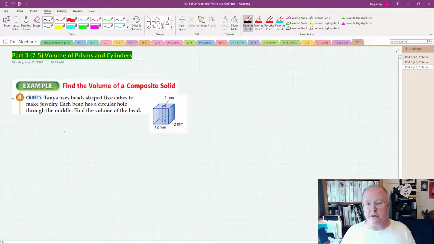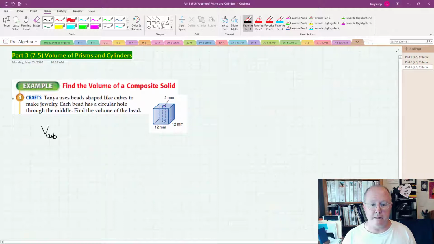And it says find the volume of this composite solid. And it says Tanya uses beads shaped like cubes to make jewelry. Each bead has a circular hole through the middle. Find the volume of the bead. All right. So this is a multi-step problem. Okay. The overall problem here is what? Well, you've got two different shapes, right? You've got the volume of the cube.